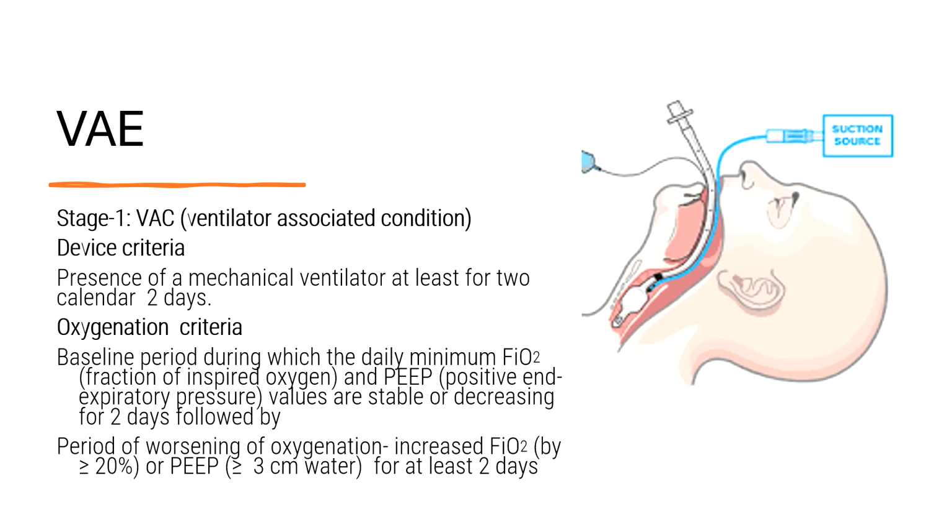So there should be a baseline FiO2 and PEEP. The baseline value should be there for 2 days. After those 2 days, compared to the baseline value, if there is an increase in FiO2 of more than 20% or PEEP is increased by more than 3 centimeters of water, sustained for 2 days, then this is considered as VAC.